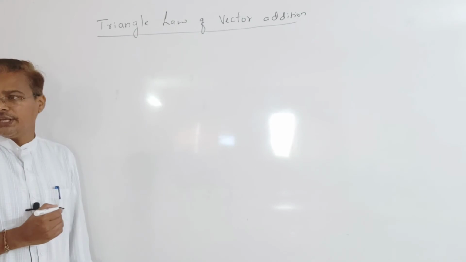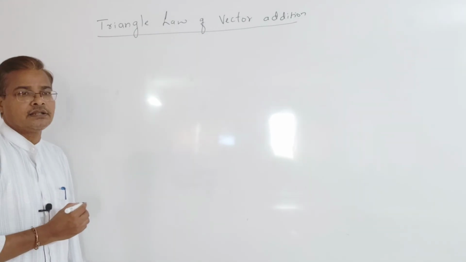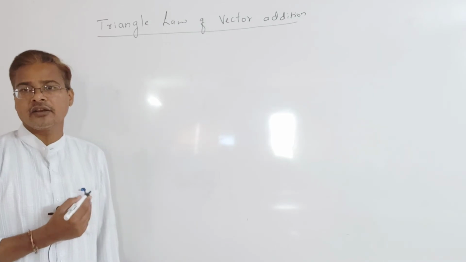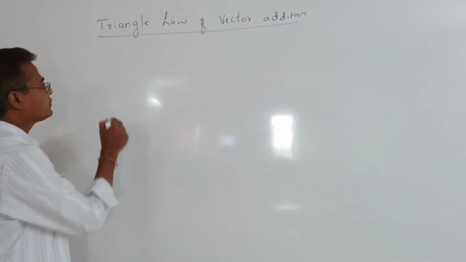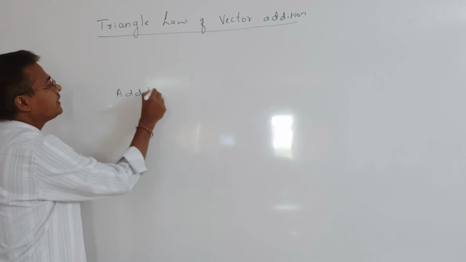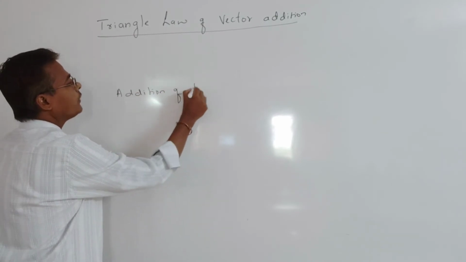So how are we going to see it? First we will understand the addition of vectors, and afterwards we will understand the triangle law of vector addition. So, addition of two vectors. First we can see the addition of two vectors.